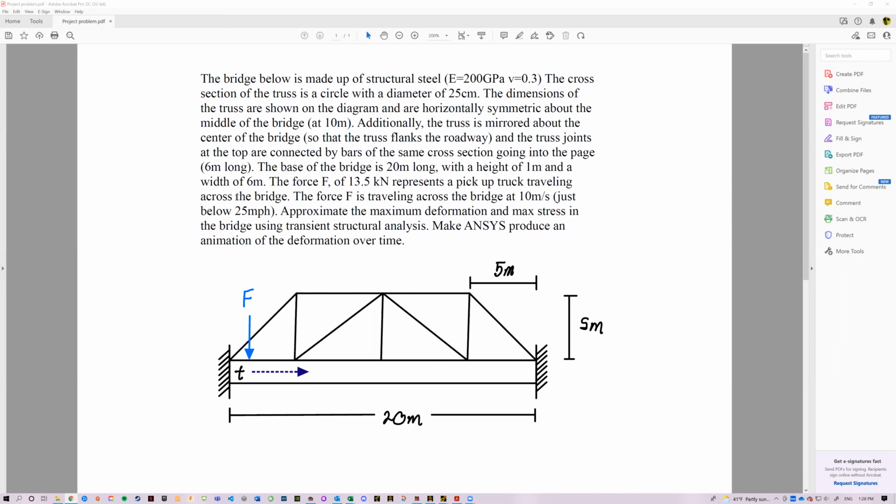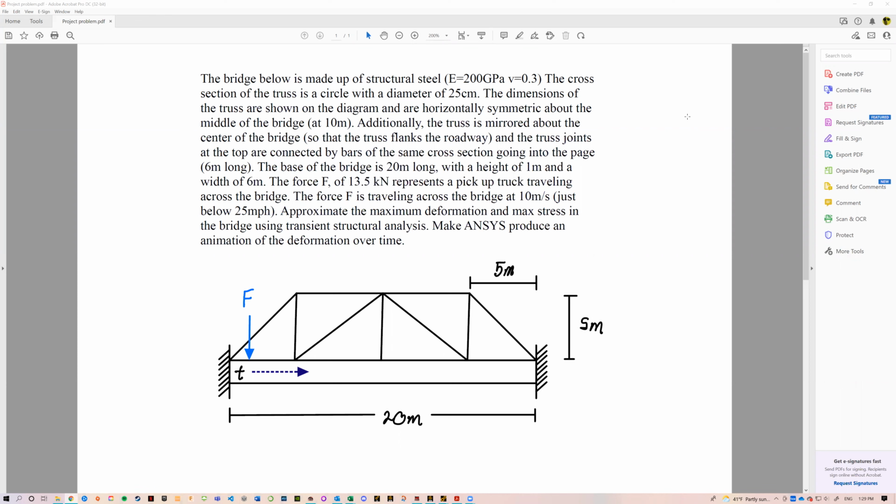Okay, so here is my problem. I'll read it. The bridge below is made up of structural steel with a Young's modulus of 200 gigapascals and a Poisson ratio of 0.3. So that's just structural steel. The cross section of the truss is a circle with a diameter of 25 centimeters.